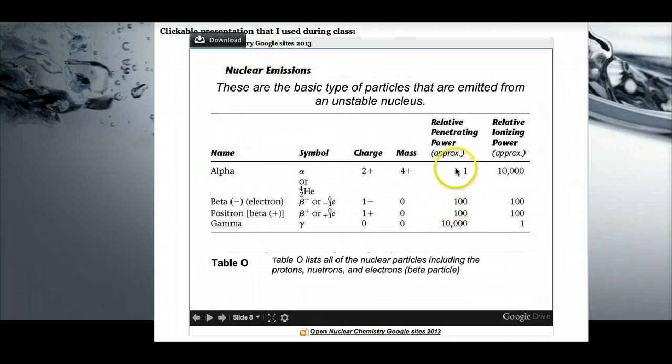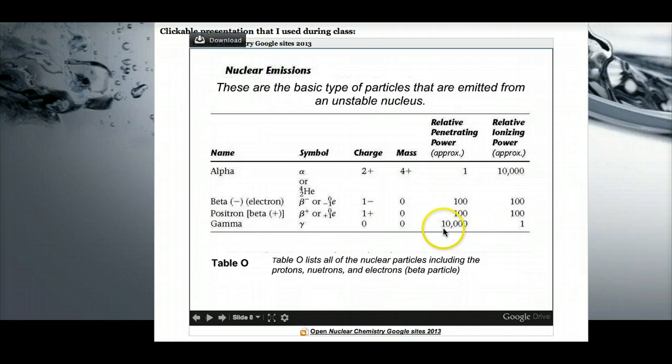Alpha particles are not as dangerous. Our skin will basically stop this. Our soft tissues inside us will not, but our skin will. Beta particles will go through our skin, will penetrate our cells, and could mutate our DNA and make us very sick. Gamma radiation, we should know, has no mass and no charge, and it has the greatest penetrating power.